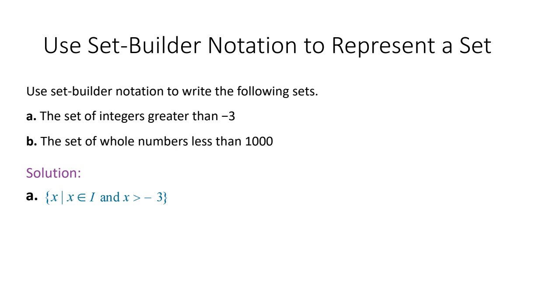Okay, and now B says the set of whole numbers less than 1,000. Pretty similar. I just need to remember how to represent the set of whole numbers, which is by using the W. So it will be X, vertical line, such that X is in W and X is, and here the symbol is wrong. It should be less than 1,000, because the statement says less than 1,000. So the symbol should go in the other direction.